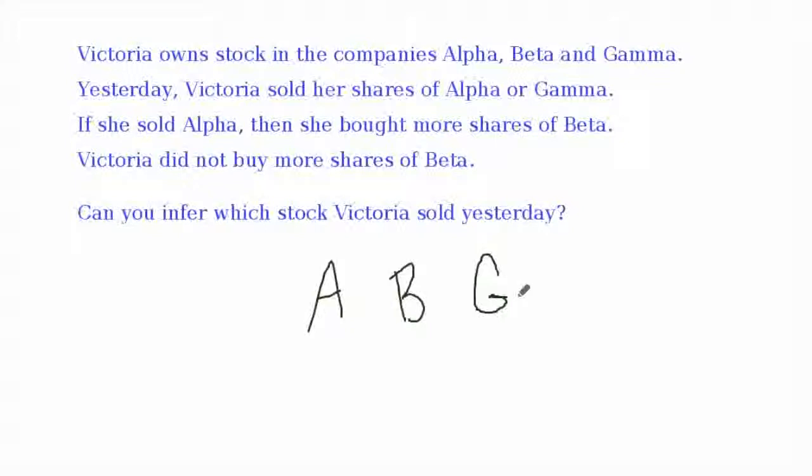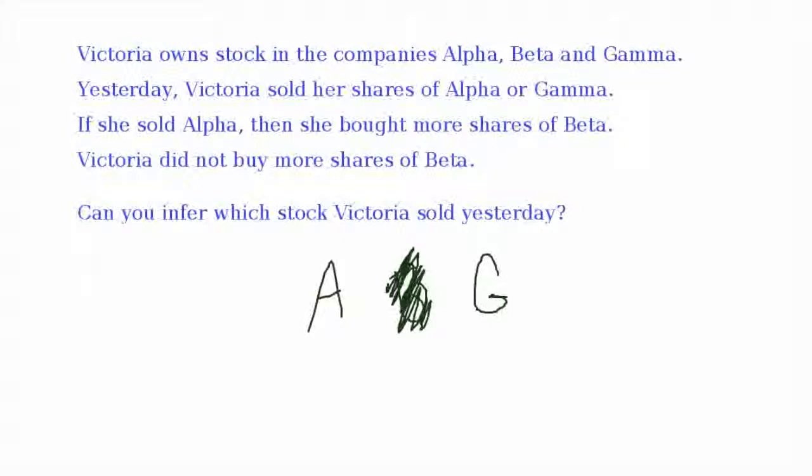Now, assumption 2 says that she sold either alpha or gamma. So that means that the answer is either, well, alpha or gamma. So we can eliminate B from the running. Okay, so it's only A or G. The first 2 assumptions got us that far.